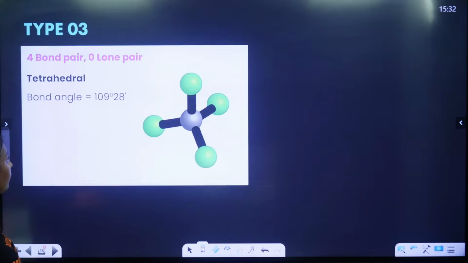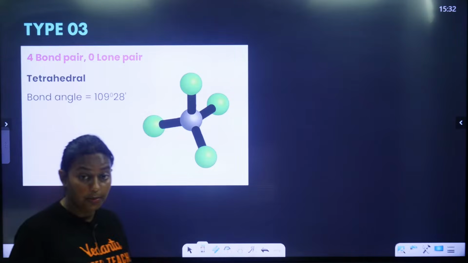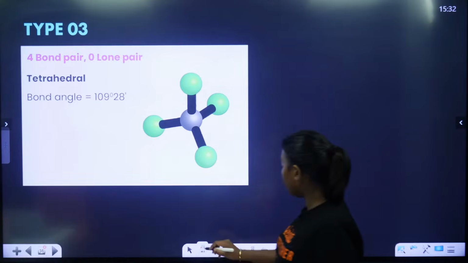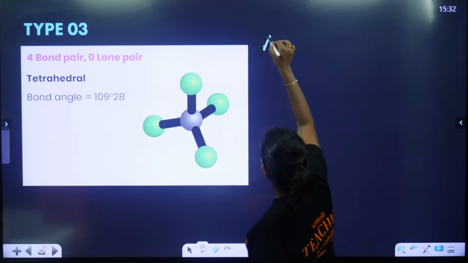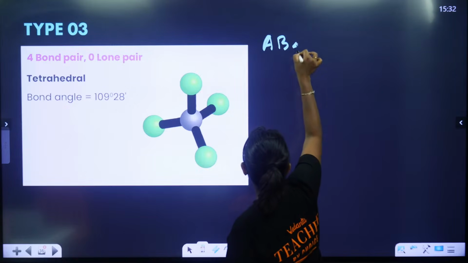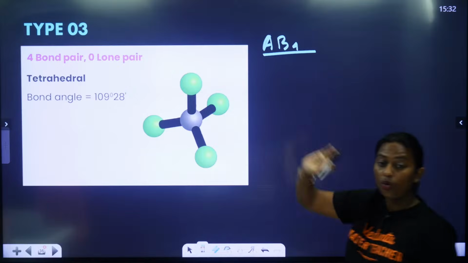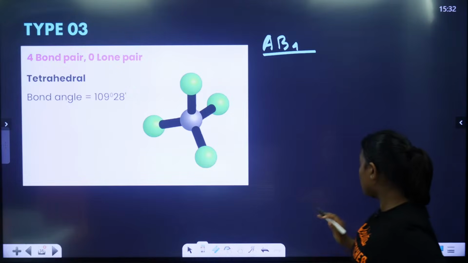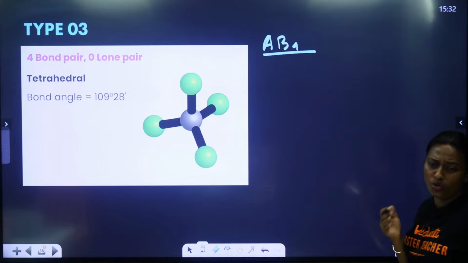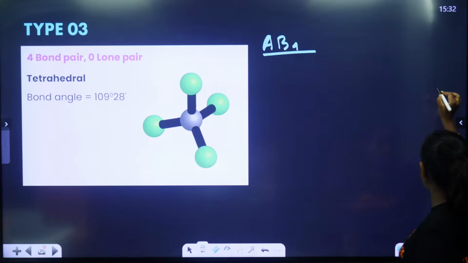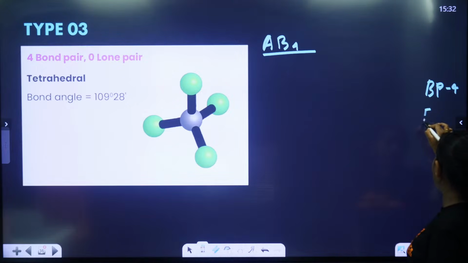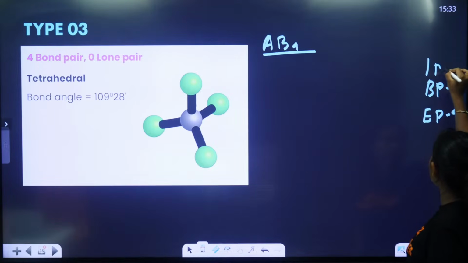Then next type, AB4 type. So there is no lone pair, only bond pairs. First case is there is no lone pair. We are only considering bond pairs. So bond pair is 4 and EP is also 4 and lone pair is 0.